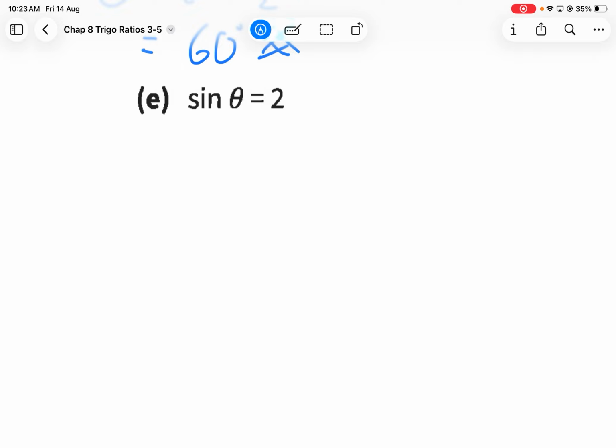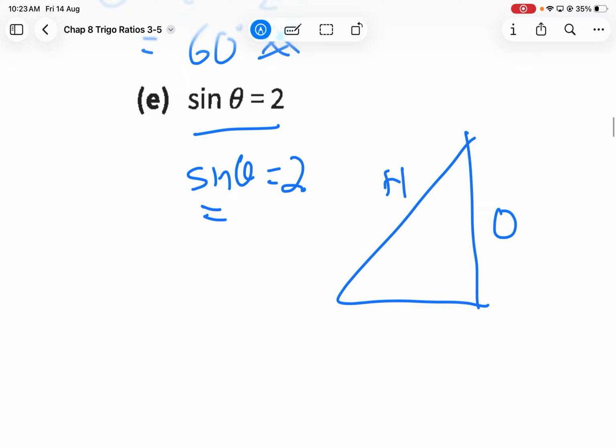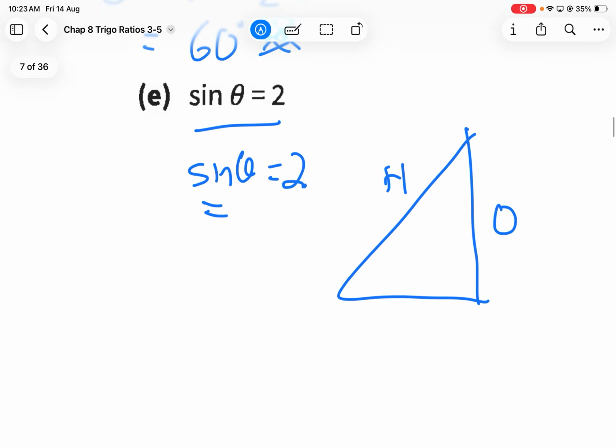Listen. For part E, they say sine theta equals to 2. Sine theta is the ratio of opposite over hypotenuse. In a right angle triangle, which side is the longer side? Hypotenuse is the longer side.